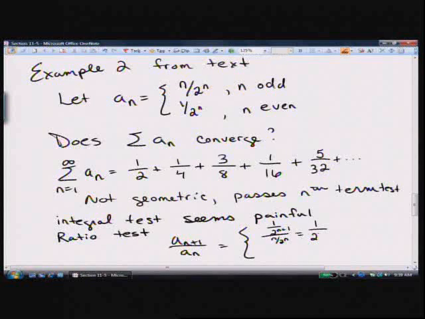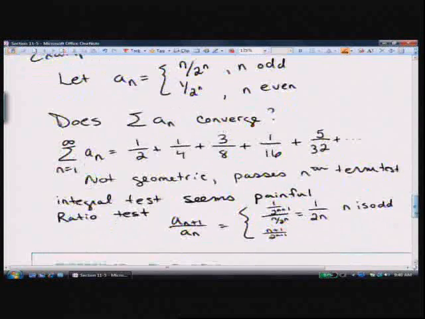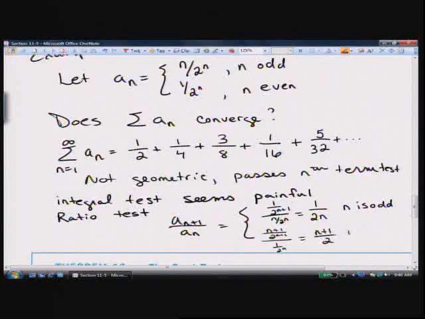Okay, this cleans up: 2 to the n times 2, and then this is 2 to the n, so those are going to cancel, and then you're going to have n, so it's 1 over 2n if n is odd, right? And then if n is even, then a sub n plus 1 is odd, so that's n plus 1 over 2 to the n plus 1 over 1 over 2 to the n. When you flip that one, you're going to get n plus 1 over 2 when n is even.